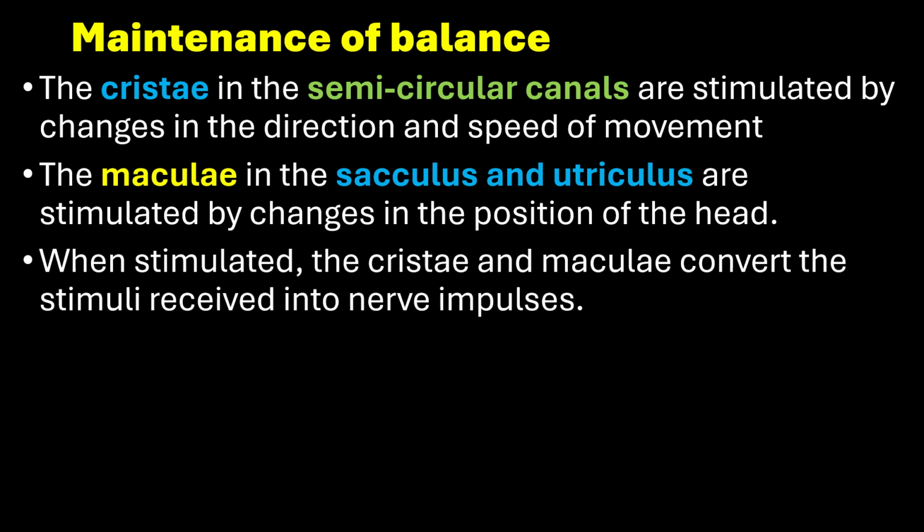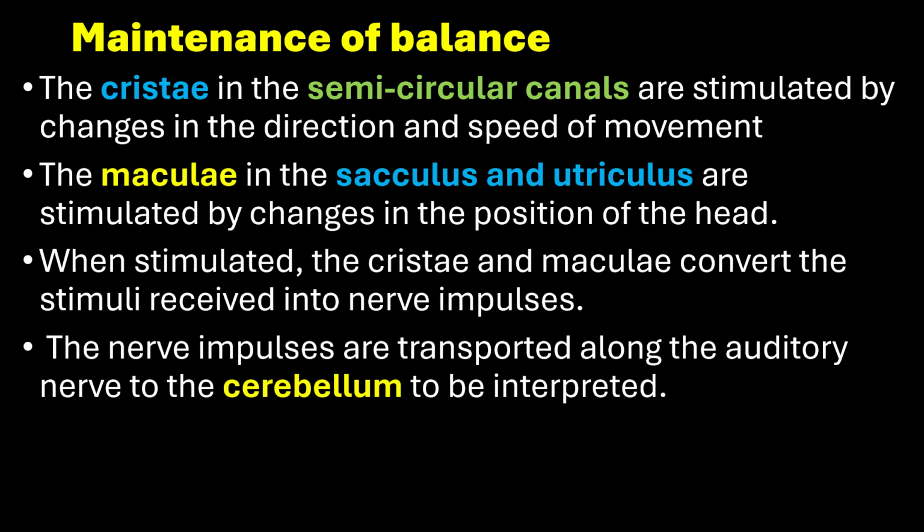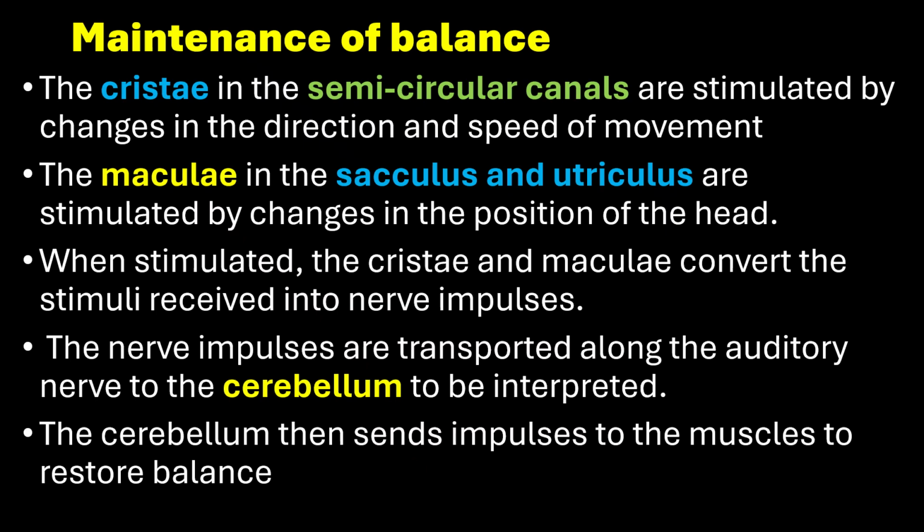When both of them are stimulated, the cristae and the maculae convert the stimuli received into a nerve impulse. The nerve impulses are then transported along the auditory nerve to the cerebellum to be interpreted. Then the cerebellum sends impulses to the muscles to restore balance. So this is just a simple approach when it comes to the description of the maintenance of balance.